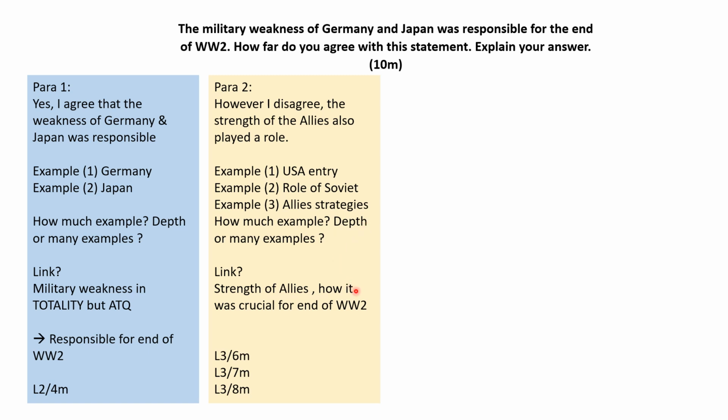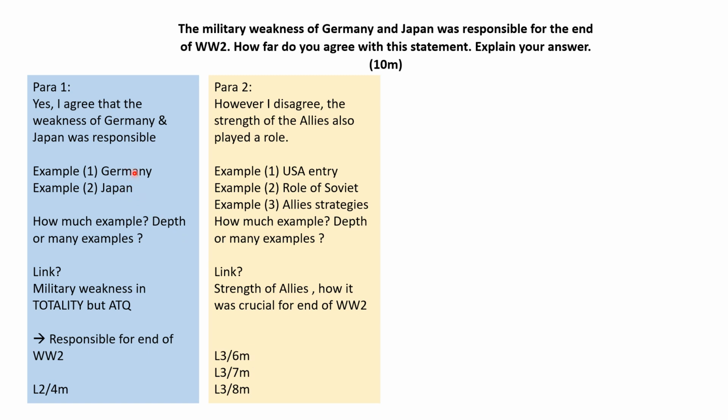Now next is, of course, the linking, where we talk about the strength of the allies and how it is crucial for the end of World War II. Paragraph 1, paragraph 2, well done. It can range from a level 3, 6, 7, or 8. Meaning, if it's just one example here, the German and Japan here, and another one here, let's say you talk about USA entry, then it will be level 3, 6.